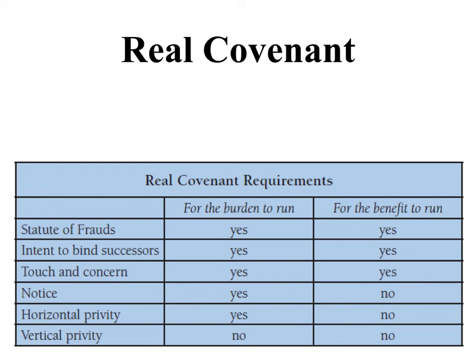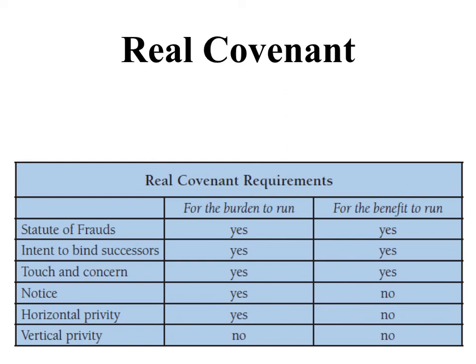Okay, so what do we mean by burden running or benefit running? Well, when we say something runs with the land, it means it attaches to the land. And here we're saying that for the burden of the covenant to run with the land, it needs to meet, at common law, 6 elements, a modern rule, 5 elements, and for the benefit to run, 3 elements.